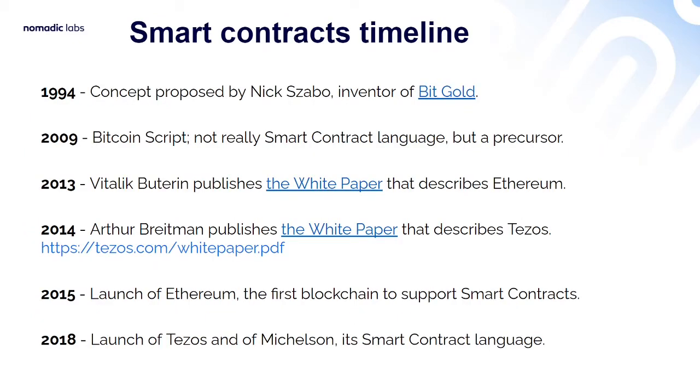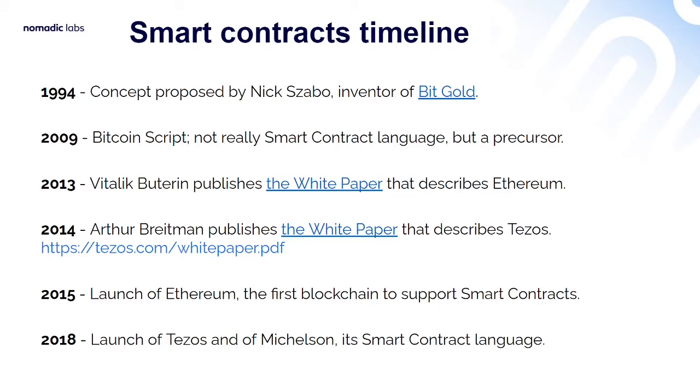The concept was proposed in 1994 by Nick Szabo, who is the inventor of Bit Gold. And the first precursor of a smart contract language was actually Bitcoin script, that was created in 2009. But it's not really a smart contract language, as we will see.